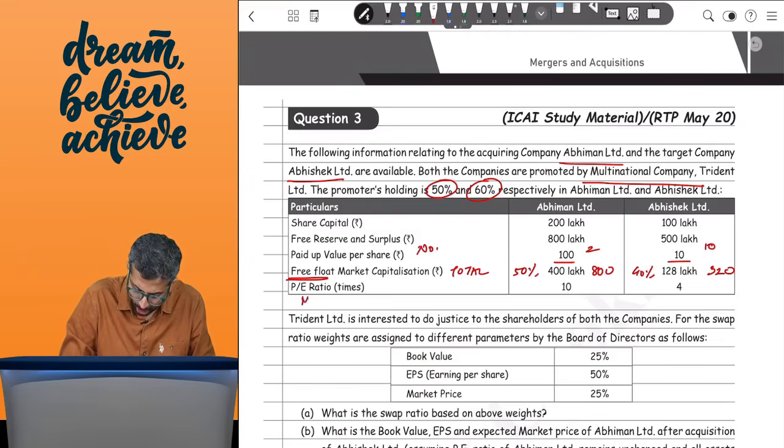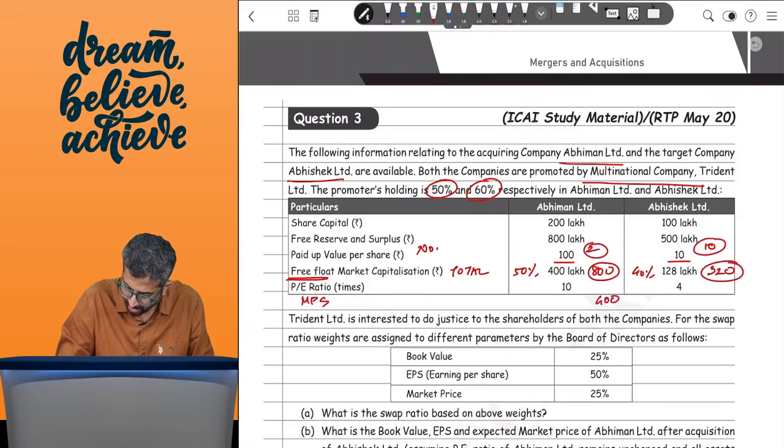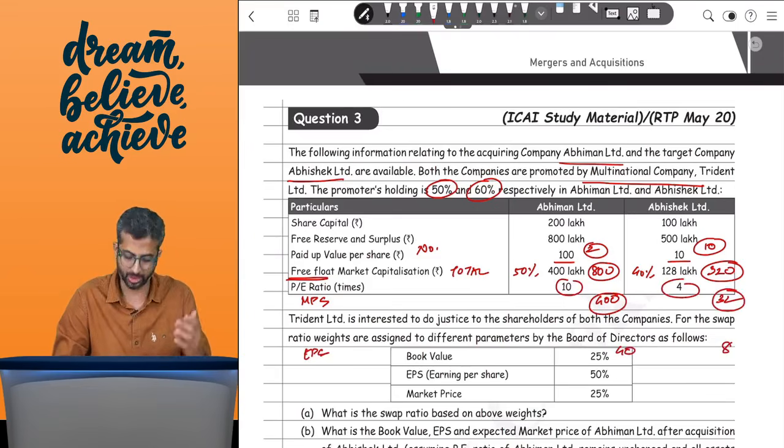And hence if I want to find the market price per share, that will be total market cap, that is 800, divided by the number of shares, that is 400. 320 divided by 10, that is equal to 32. Once you have the MPS and the PE ratio, you can also find the EPS. EPS would be 400 divided by 10, that is equal to, I think, 40, and 32 divided by 4, that is equal to 8, for example.